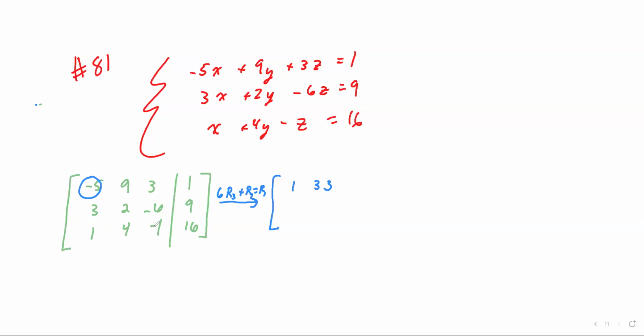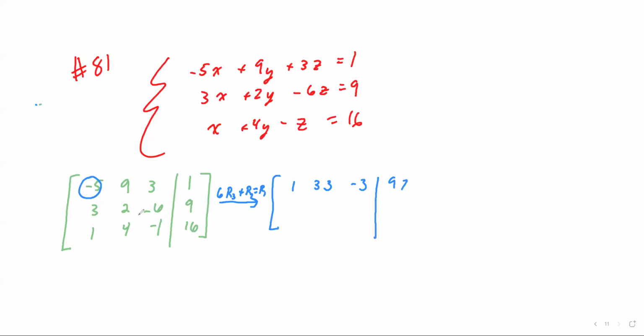6 times -1 is -6. -6 plus 3 is -3. So -6 plus 3 is -3. 6 times 16. All right, so that's going to be 60, 96. This is 96 plus 1, so that's 97.